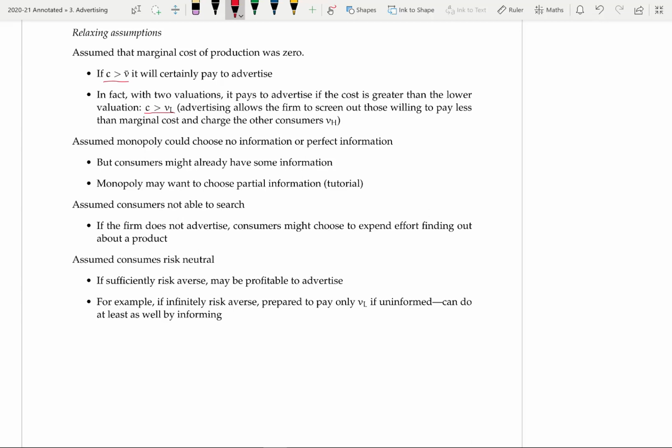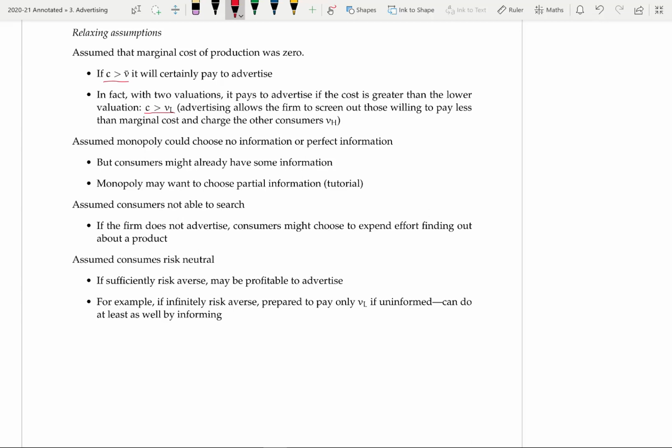Another thing we assumed was that the monopoly could choose only no information or perfect information, but it might be that consumers already have some information, and a monopoly may want to actually choose partial information, and we'll see that in the tutorial question. We assumed consumers are not able to search, so they couldn't go and find out information themselves. But if we allow search and the firm does not advertise, then consumers might choose to expend some effort finding out about a product, and this might affect the monopoly's choice about how much information to provide.